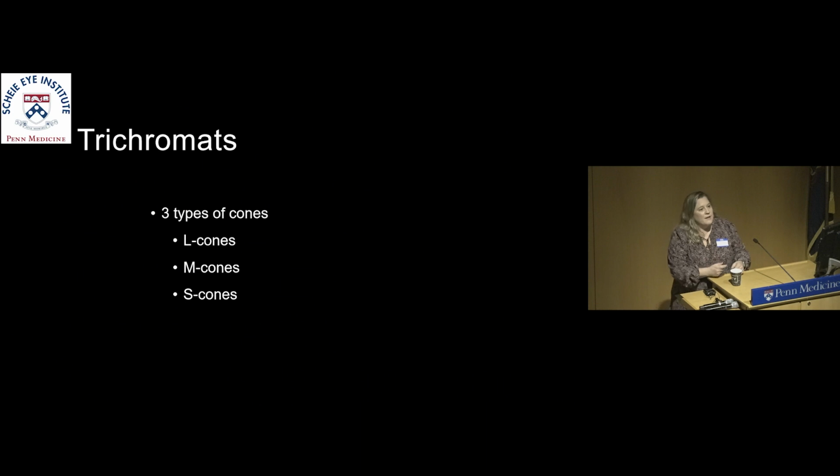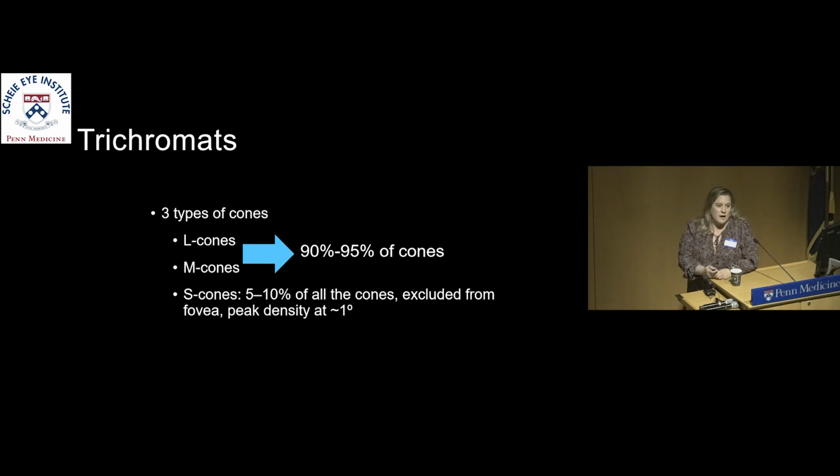So I'm going to jump right in and start by talking about normal-sighted humans being trichromats. As the name suggests, this means that we have three types of cones that contribute to our color vision. These cones are aptly named the L, M, and S cones because of their long, medium, and short wavelength sensitivities. The L and M cones comprise 90 to 95% of the cones in the human retina, with the S cones making up only 5 to 10% of the total cones. In addition, the S cones are excluded from the foveal region, and their peak density occurs at approximately 1 degree eccentricity.